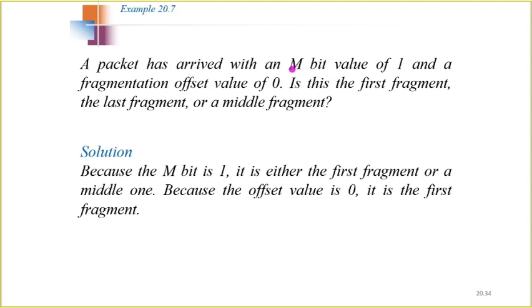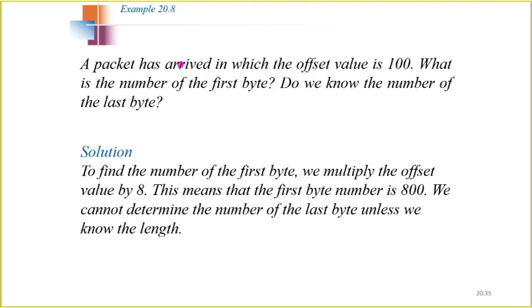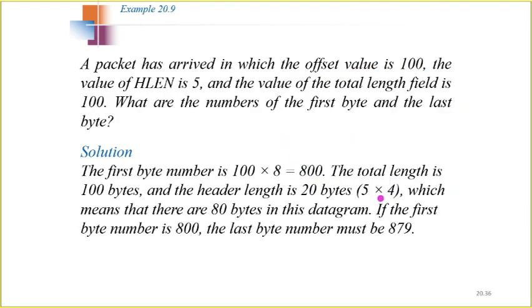Similarly, the value of M is 1, and also the fragment offset value is 1. What is the meaning? You can just go through it. The same is given with an example: if the offset value is 100, then what is the number of the first byte? Since the offset is given, the number of the first byte will be 8 multiplied by 100, that is 800. So the first byte of the fragment is byte number 800. Likewise, different combinations are given. You can just go through it.